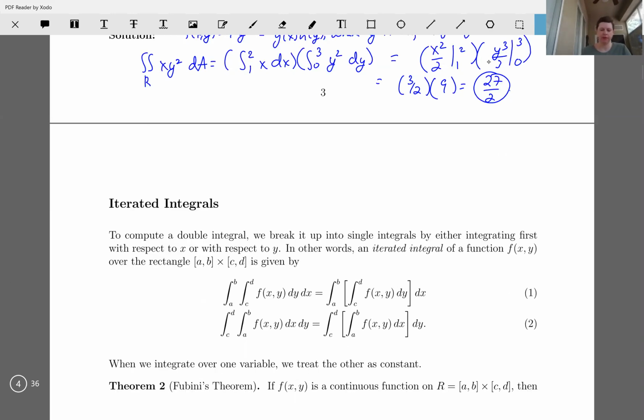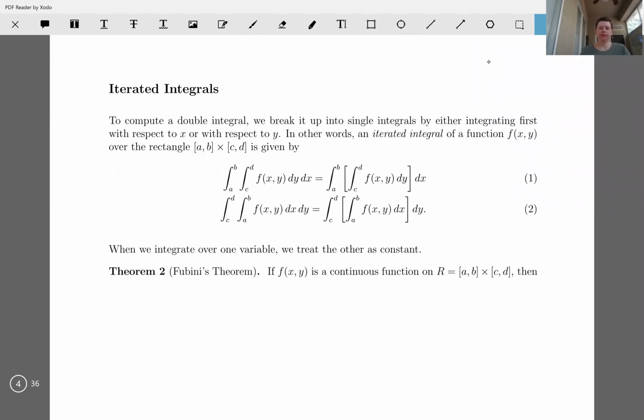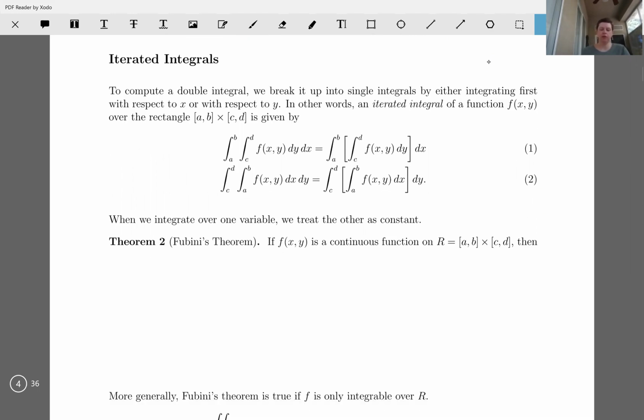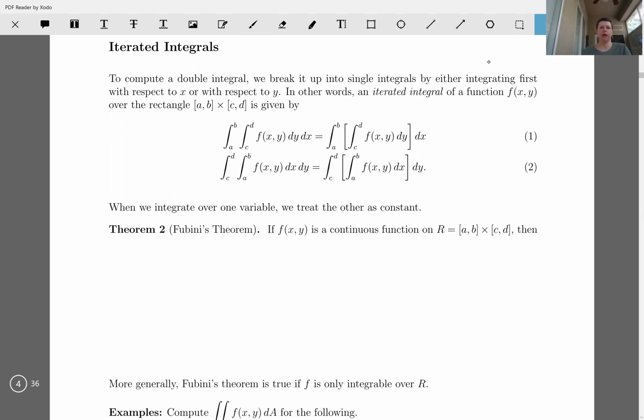Let's keep going. The last thing in this section is iterated integrals. And so what this is saying is to compute a double integral, any double integral over a rectangle, we can break it up into single integrals by either integrating first with respect to x or first with respect to y. And that's called an iterated integral, and we write it like this. So when we integrate, let's say, a function of xy over x, we treat y as a constant.